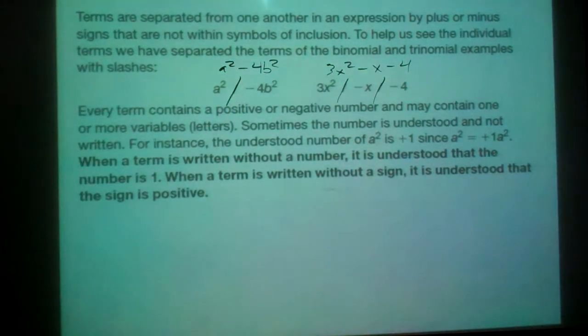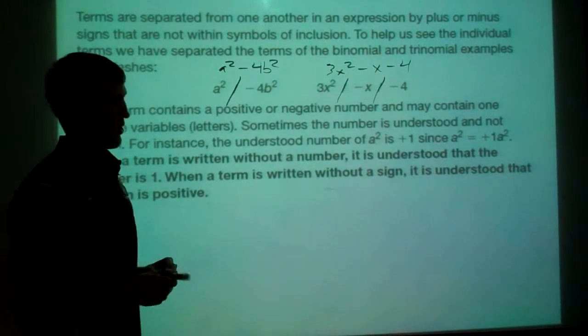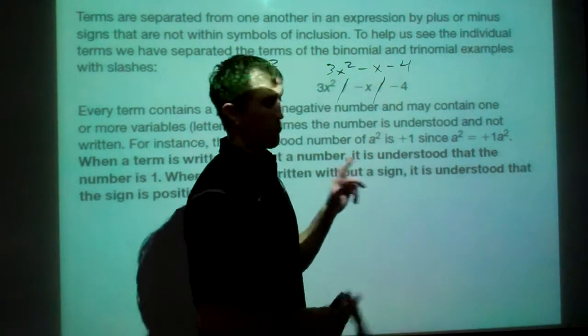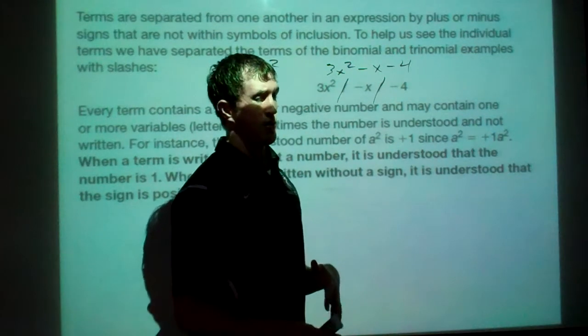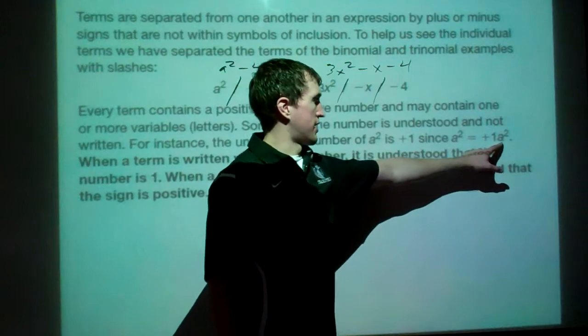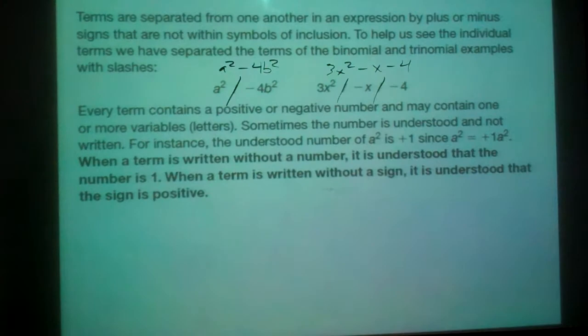Now, every term contains a positive or negative number and may contain one or more variables. Sometimes the number is understood and not written. For instance, the understood number of a squared is plus 1, since a squared equals positive 1 times a squared. So anytime we don't see a number in front, we assume there's a 1 there, because anything times 1 is just itself anyway. So 1 times a to the second is a to the second, so we just call it a to the second instead of putting a 1.